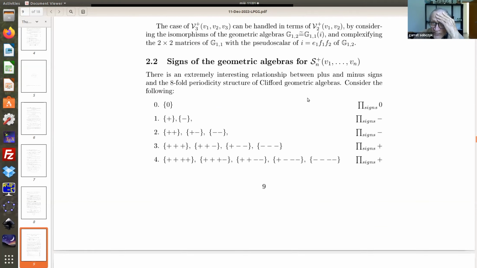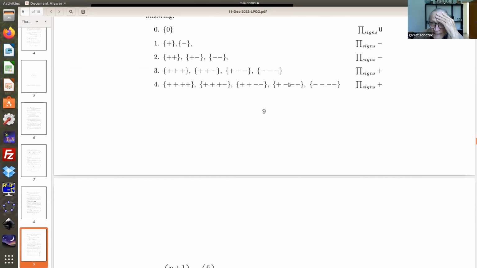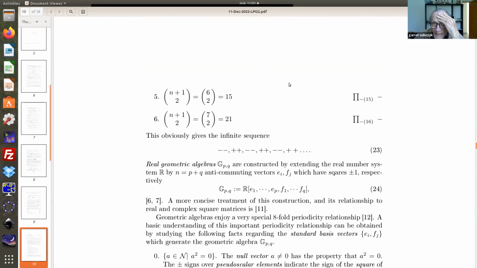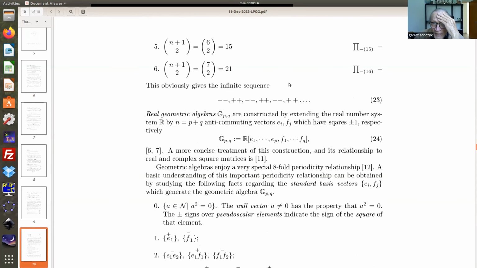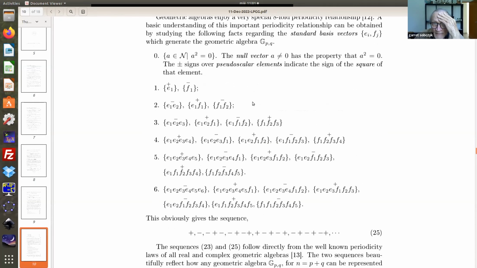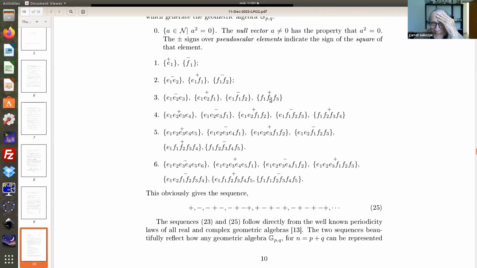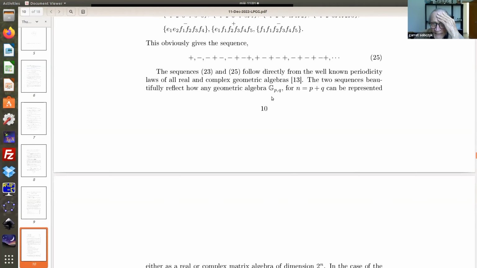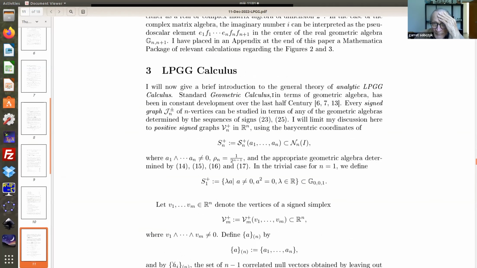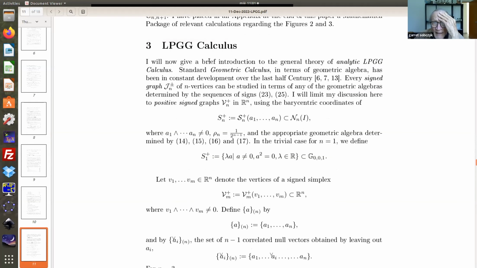But I'm trying to understand by looking at these sequences here. I'm trying to understand better what's going on here. Yeah, it's difficult to explain exactly what's taking place here. But again, this last section, I think, makes more sense.